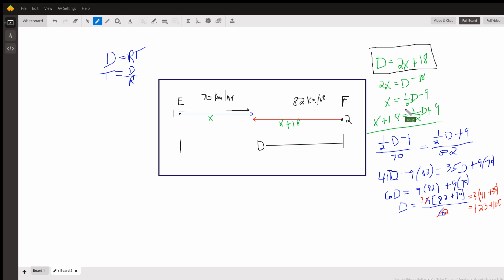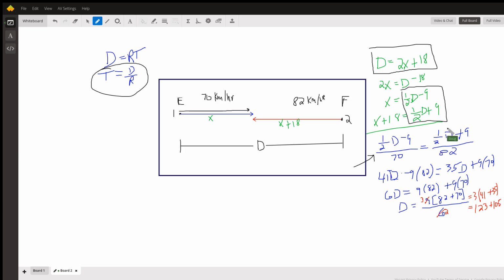So here we have expressions for the distances traveled by each train. And if distance equals rate times time, time equals distance divided by rate, and the times are equal. They both leave at the same time, and when they meet, they've traveled the same amount of time. So here's the time for train E, distance divided by rate, and over here's the time for train F, its distance divided by its rate, and those times are equal.